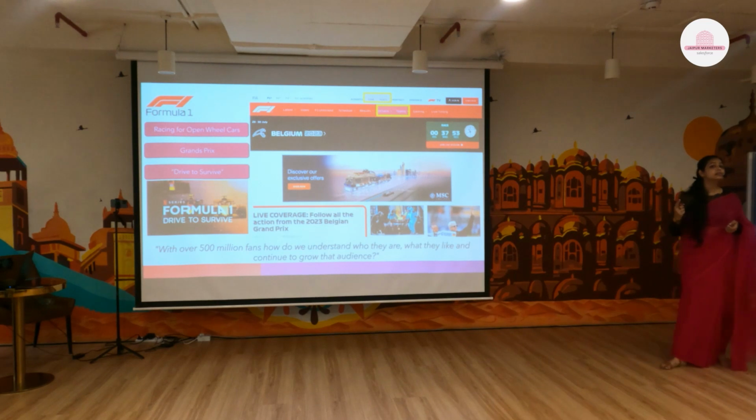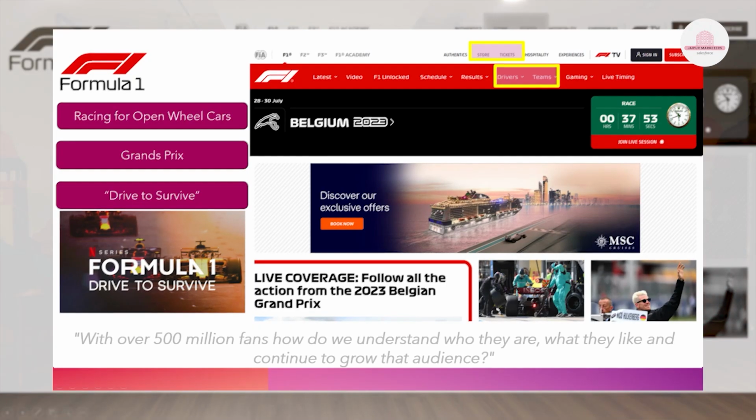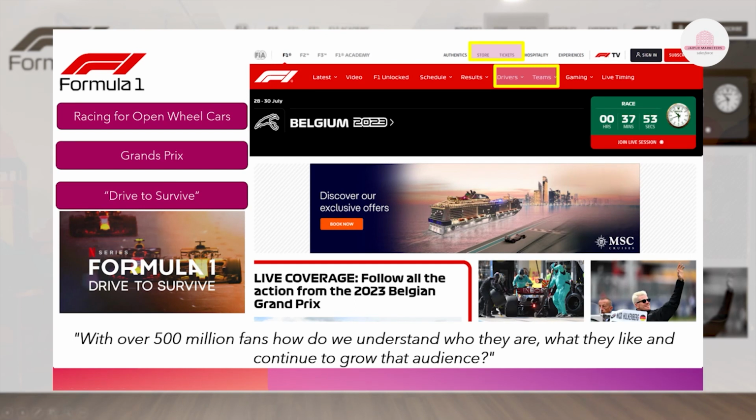Matthew Kemp, who is the CRM head of Formula One, said in one of his interviews, "With over 500 million fans, how do we understand who they are, what they like, and continue to grow that audience?" That particular thought embarked the journey of Salesforce Data Cloud implementation with Formula One.